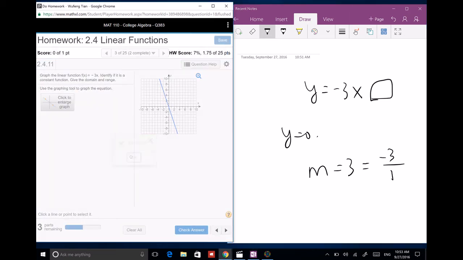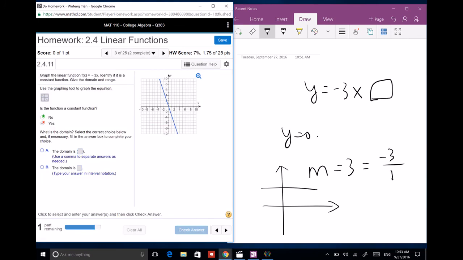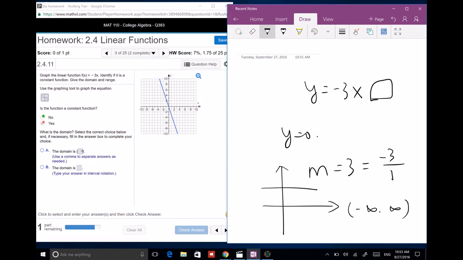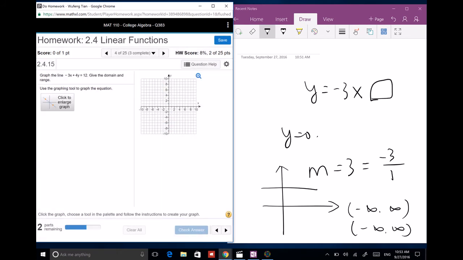Check the answer. It's not a constant function, because a constant function is like this. My bad. The domain is negative infinity to positive infinity. The range is negative infinity to positive infinity. Okay, so it's a pretty simple one. I'll continue.